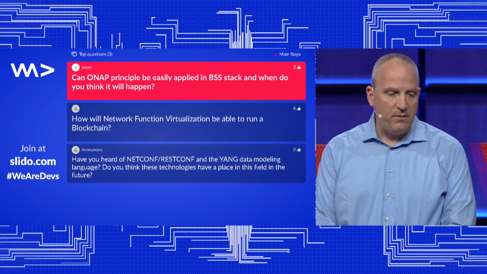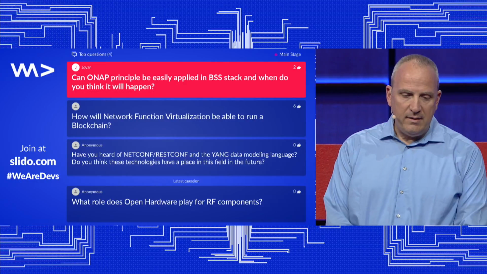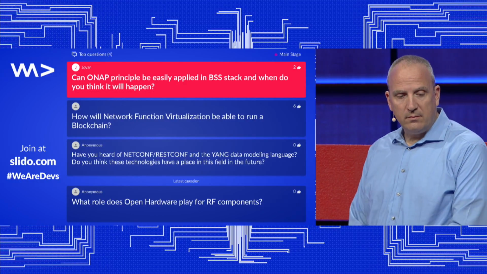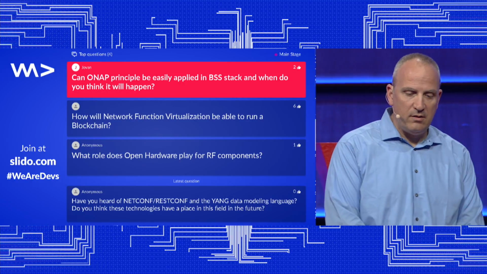Have you heard of RESTCONF? Of course. And the YANG data modeling language. Yes, I believe it. The answer, very shortly, is yes.